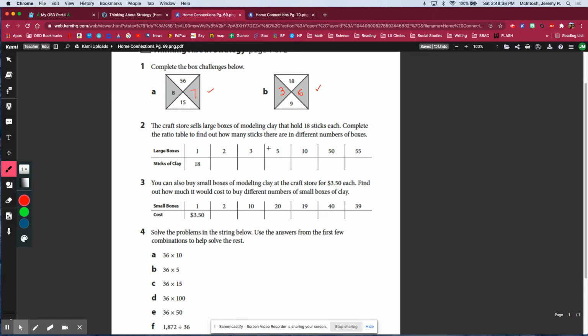So these are the same kind of problems we worked on in class. And so we're just going to move through these bottom numbers here. So the craft store sells large boxes of modeling clay that hold 18 sticks each. So one box, remember we always start with the number 1, holds 18 sticks of clay. That's similar to what we said with our pencils, if you remember. Complete the ratio table to find out how many sticks there are in the different number of boxes.